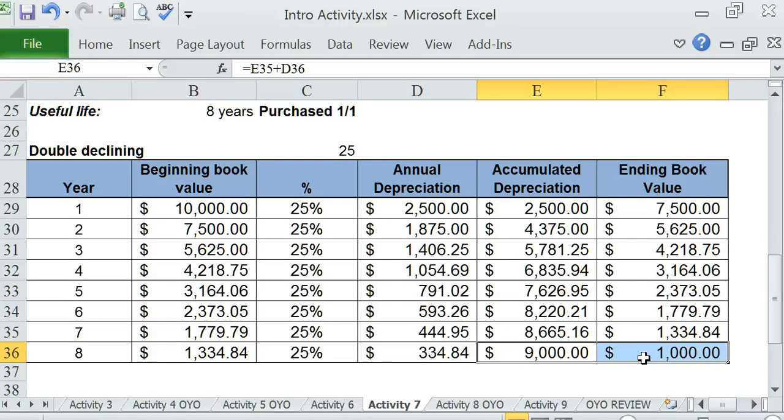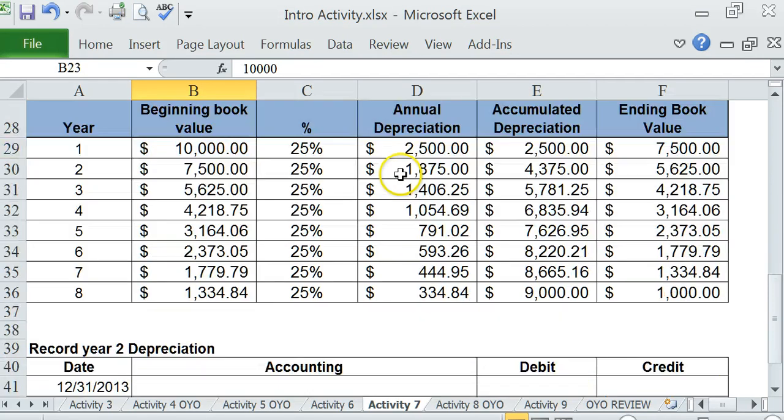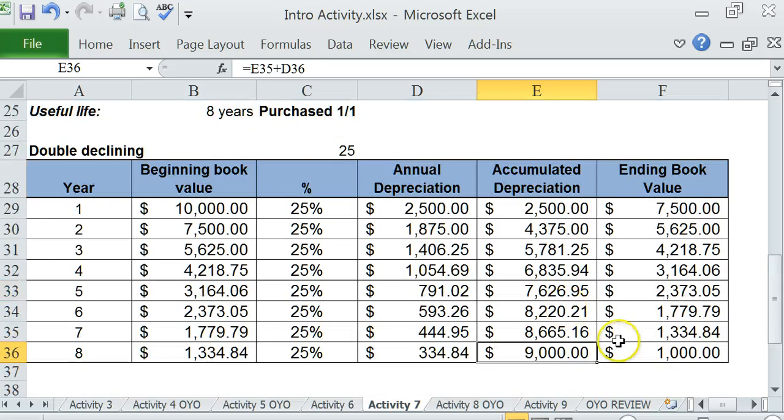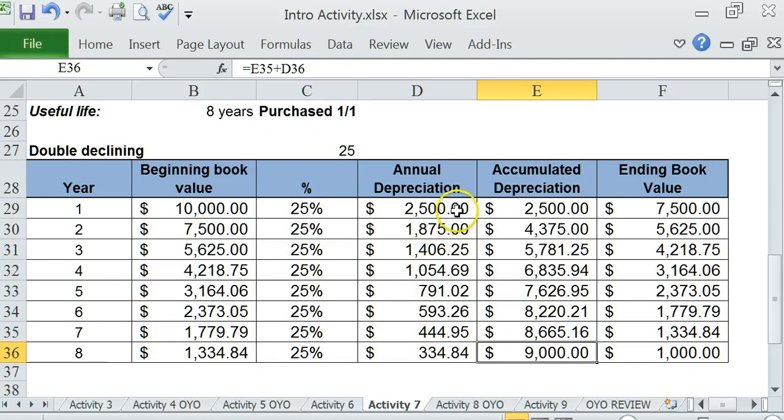Whether you do straight line or double declining balance, you still depreciate $9,000. Look at, I'm going from $10,000 to $1,000. So total depreciation, total loss should be $9,000. Your ending book value should always be salvage value. It's just if you look in this column year by year, every year we depreciate less and less. So year 1 had the highest amount. Year 8 has the lowest amount.